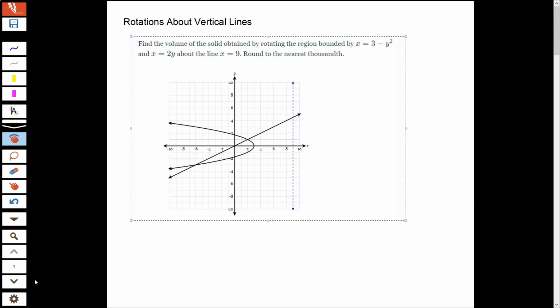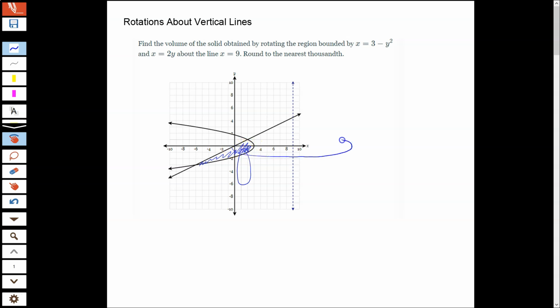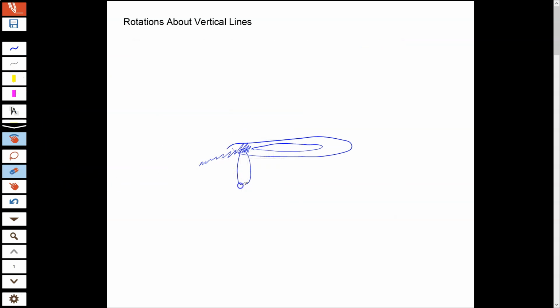What we are doing is, instead of rotating our regions horizontally, so here's our region, instead of spinning it around some line here and making cylindrical, circular cross sections, we're spinning it around a vertical line. Okay, so we're making washers the other way. It's going to seem somewhat familiar from the last lesson. We're still using that washer method.